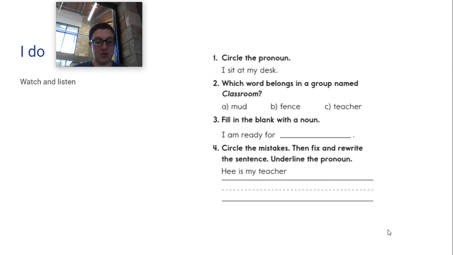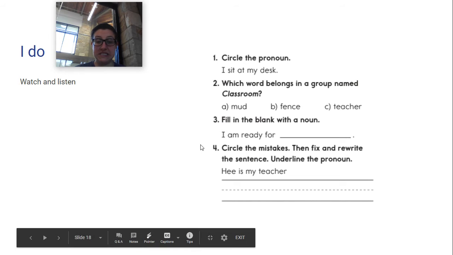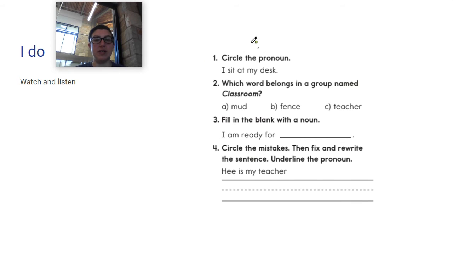Okay, so you're just going to watch and listen as I go through this one and see if I remember how to get the pen. Circle the pronoun. So I need to look for the word that is replacing a noun. I sit at my desk. The pronoun is I. The singular pronouns, remember, that we're looking at are I, he, she, and it.